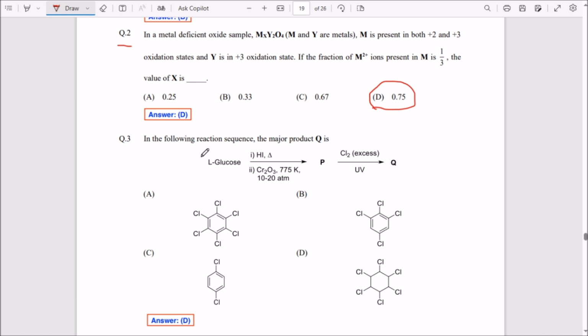Next, in the following reaction sequence, the major product Q is, let us say, L-glucose upon reaction with HI under heating reaction conditions, followed by oxidation with chromium trioxide at 775 K under 10 to 20 atmospheric pressure, it will give P. This P upon chlorination using excess chlorine under UV light is going to give Q. What is Q? The answer is option D, correct option, students.